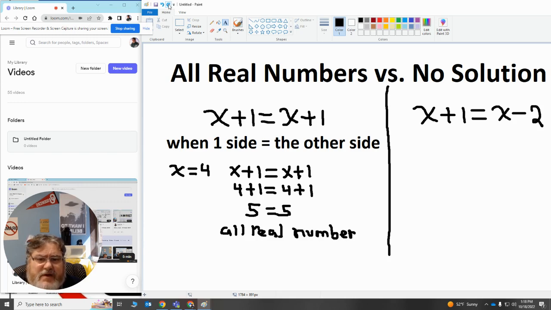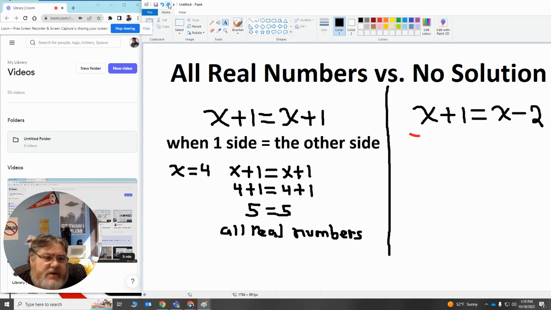And what that means is, no matter what number you select, you'll get a true statement. So if I select 5 for x, I get 6. I'll get 6 on the other side. And let's compare that to no solution. So no solution is when the x disappears and you don't have a true answer.